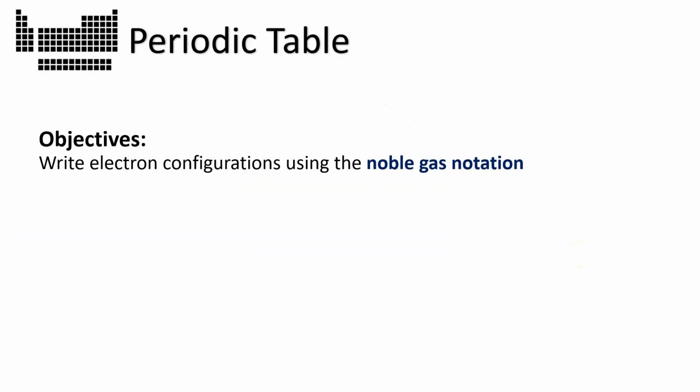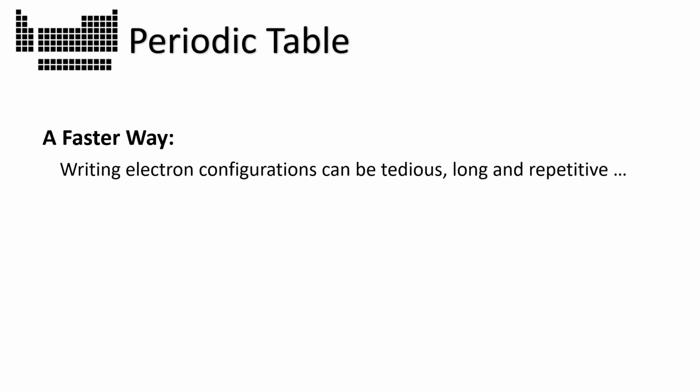Hey everybody, in this video we are going to take a look at writing electron configurations, but this time using a special, faster type of notation called noble gas notation. It is a faster way than the typical long form type of electron configuration where you have to start all the way back at 1s every single time.